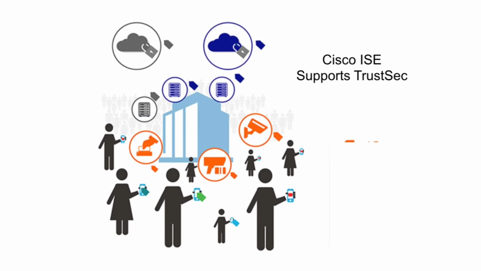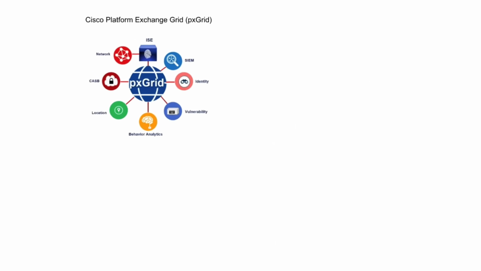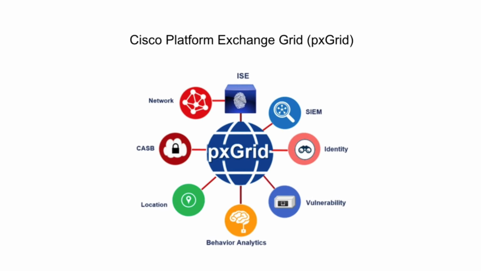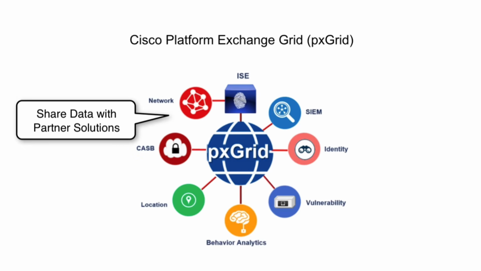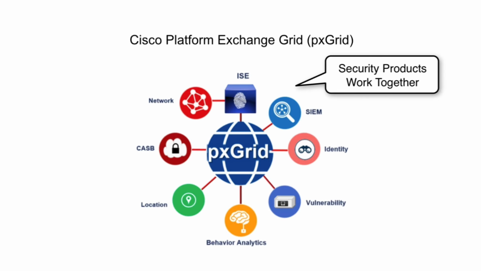Cisco ISE supports Cisco TrustSec policy to implement software-defined segmentation of the network in order to help quickly detect and mitigate threats. Cisco ISE also uses the Cisco Platform Exchange Grid, or pxGrid, technology in order to share data with more than 50 integrated technology partner solutions. This way, multiple security products can work together to contain threats quickly and efficiently.